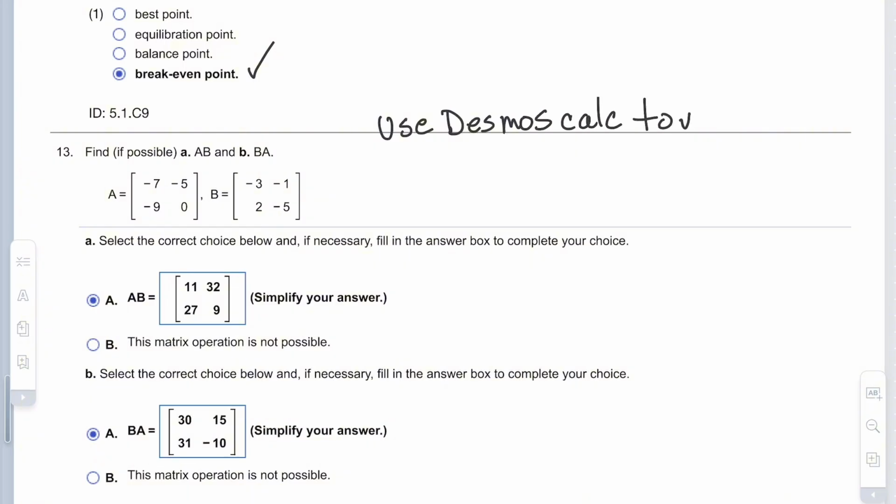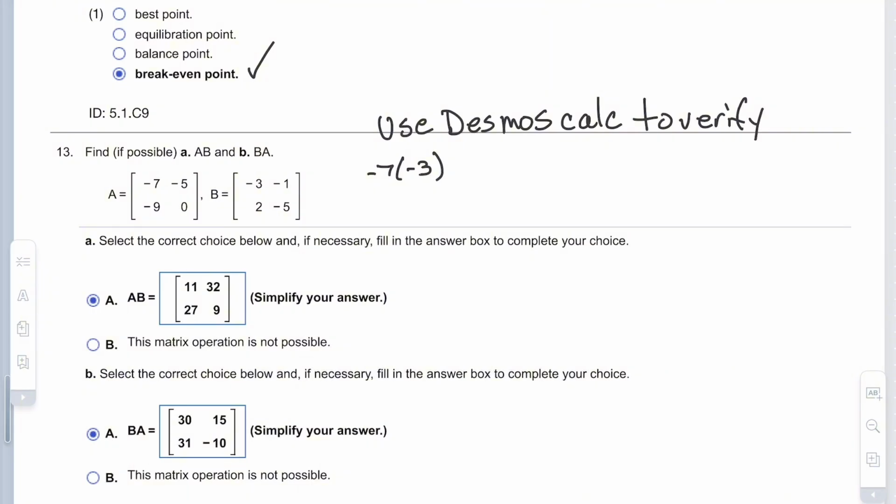Then for number 13, you are just multiplying A times B and then B times A. So I'm just going to do A times B. And you can use Desmos to verify. So remember, it's the Desmos matrix calculator. So just make sure that you Google the right one. And there you go. So I'm going to do it by hand.